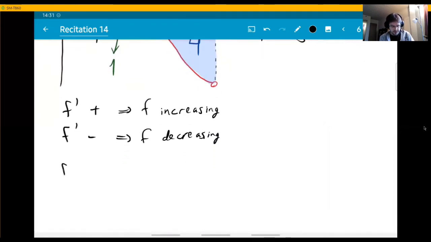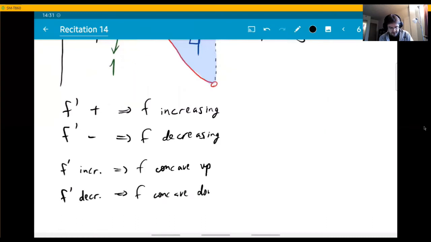But there is also a relationship to concavity. When f prime is increasing, f is concave up. And when f prime is decreasing, f is concave down. This is our definition of concavity. You know that concavity is also determined by the second derivative, but this problem did not give you a second derivative, so we work with the first one. So be careful about the things that you're looking for in this graph of f prime. Positivity versus negativity, but also increasing versus decreasing.